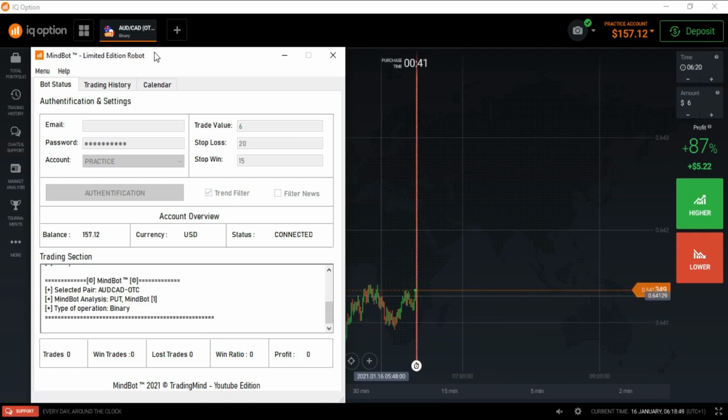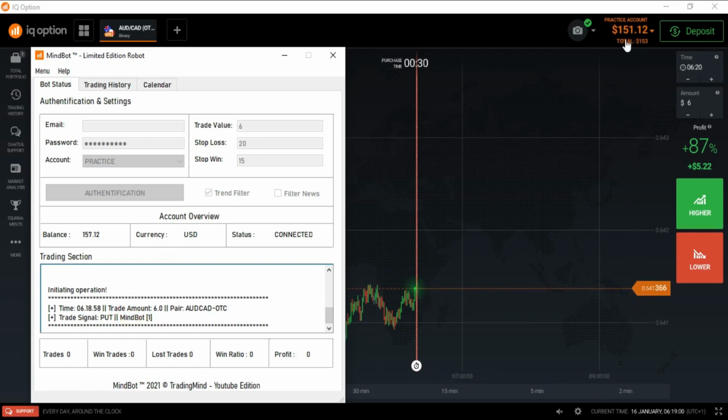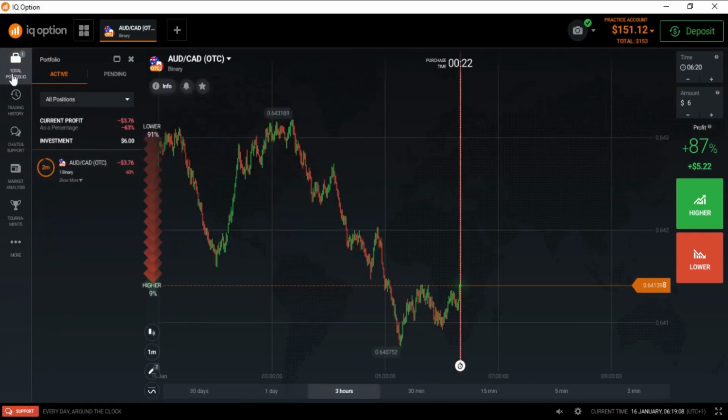So guys, as you can see, we detected our first trade on Canadian dollar on OTC with a put operation with the MindBot main strategy using the binary. So as you can see guys, the amount of the trade has been deducted from the balance. And let's see our trade. Our trade has been placed.